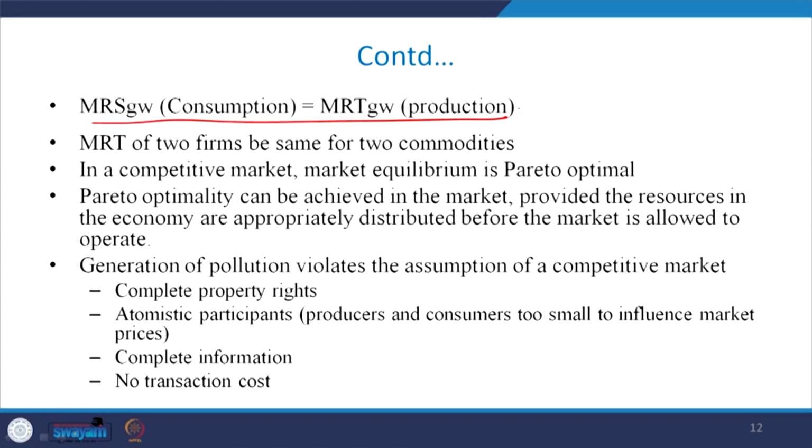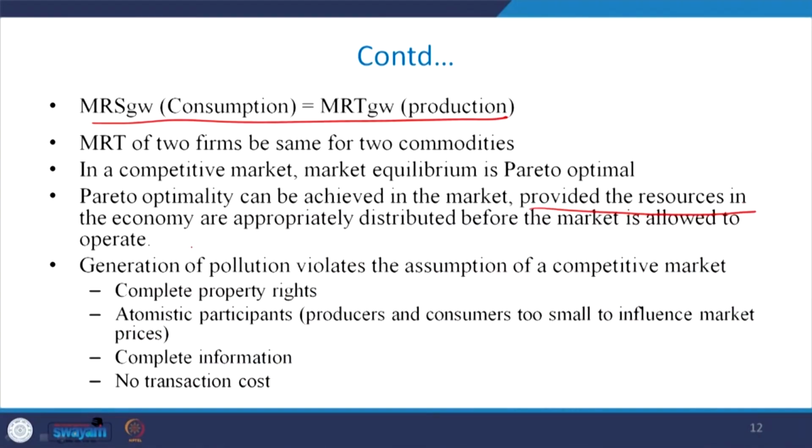So, the marginal rate of transformation of two firms must be the same for two products, and in a competitive market, market equilibrium is actually Pareto optimal. So, when we talk about market equilibrium, it clearly means Pareto optimality. So, Pareto optimality can be achieved in the market, provided resources in the economy are appropriately distributed before the market operates.